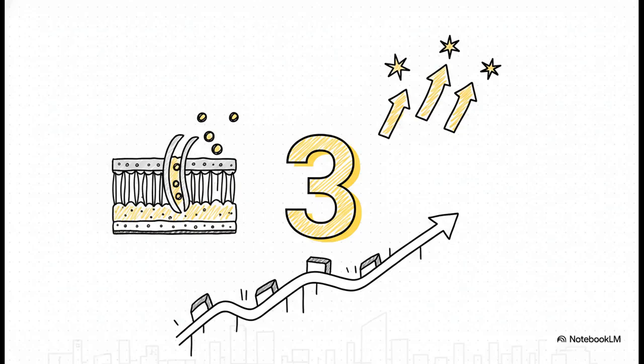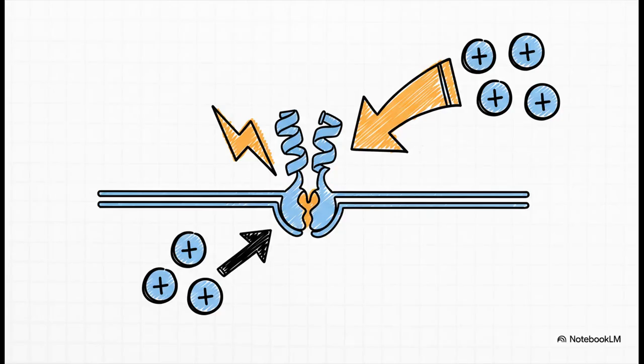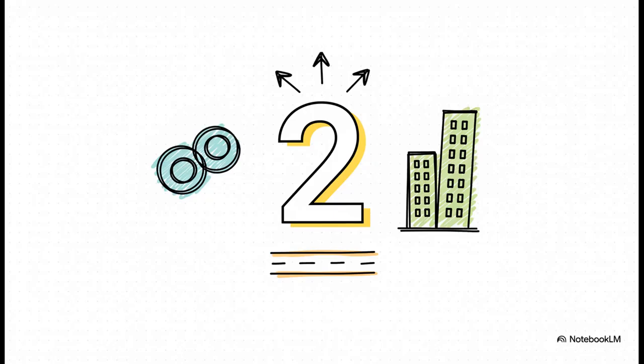It's a constant trade, and it all starts with this number, 3. That's right, 3 sodium ions. For every single cycle, this little pump burns energy just to actively kick 3 of these guys out of the cell. So it kicks 3 things out. What does it get in return for all that work?